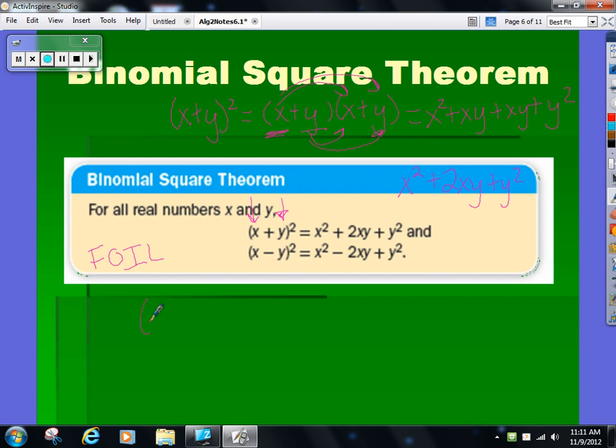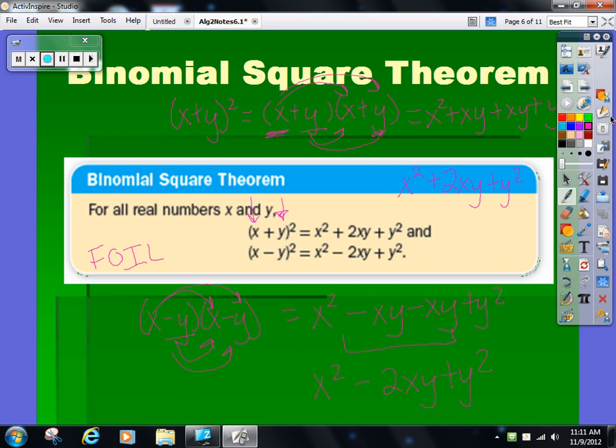Just like this one, x minus y times x minus y, x squared minus xy. When I distribute the negative y here, I get minus xy again. And negative y times negative y is plus y squared. Combine like terms, and you get this. X squared minus 2xy plus y squared. Okay, so while you could memorize it, I really don't think it's necessary.